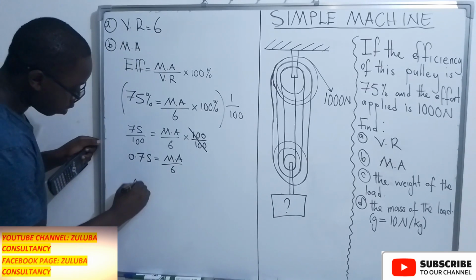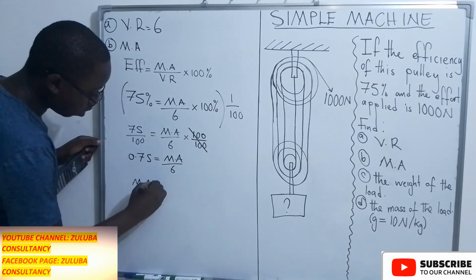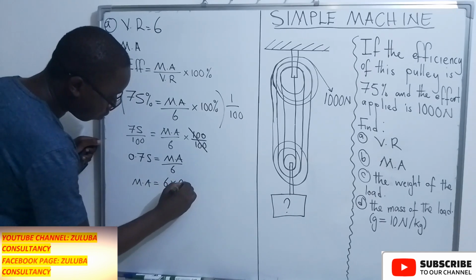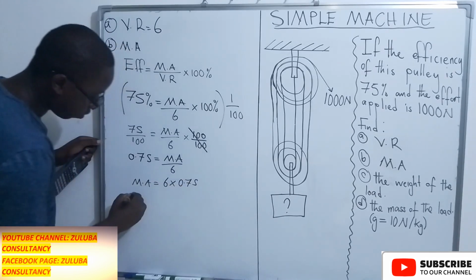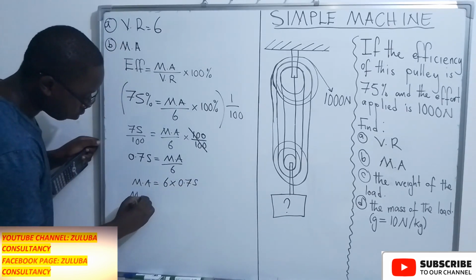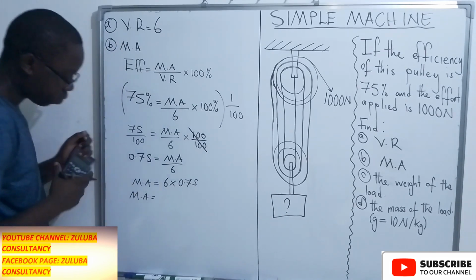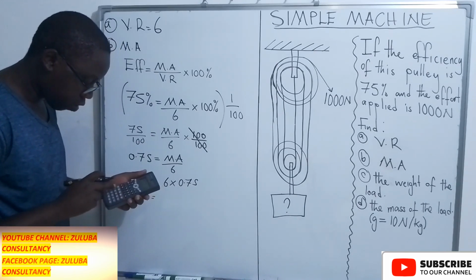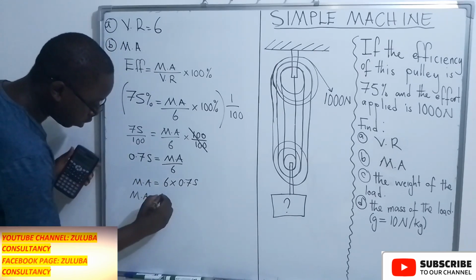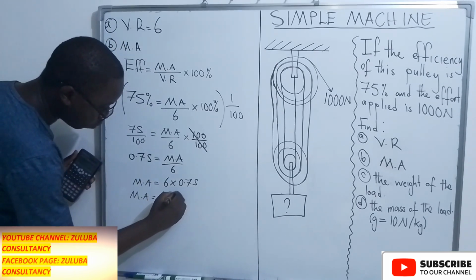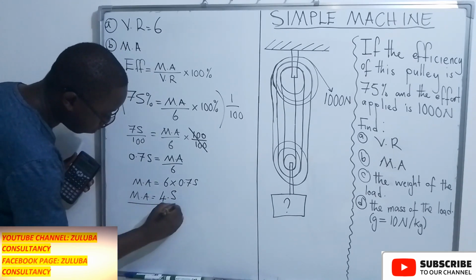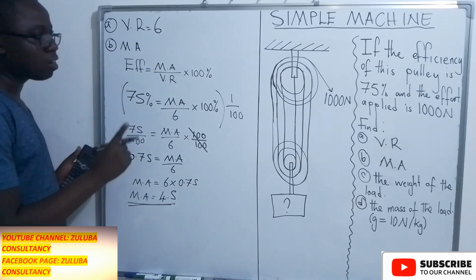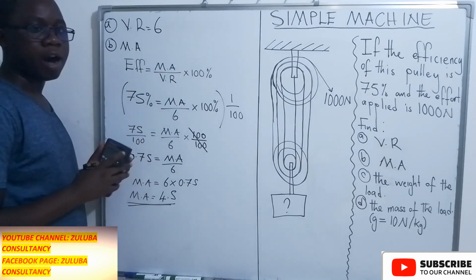So MA is equal to 6 multiplied by 0.75. So MA is equal to, when we say 6 multiplied by 0.75, we are getting 4.5. So this becomes the mechanical advantage that this pulley system has.